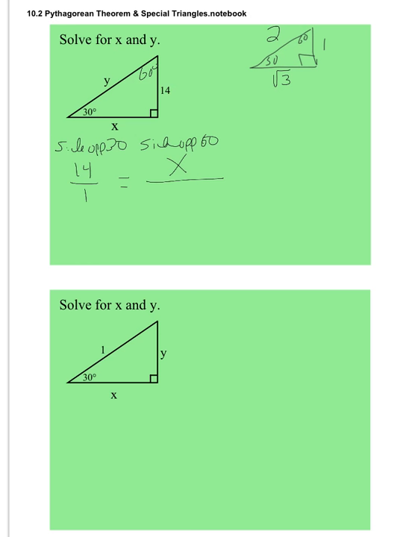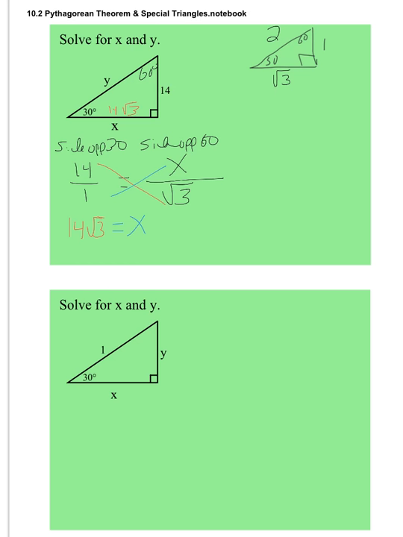If I go to our reference triangle, the side opposite 60 is radical 3. So I have 14 over 1 is equal to x over radical 3. I can then go ahead and cross multiply. I'm going to take 14 times radical 3, which will give me 14 radical 3. I'm going to cross multiply the 1 and the x, and I'm going to find 14 radical 3 is equal to x. So therefore, my side opposite 60 degrees is 14 radical 3.